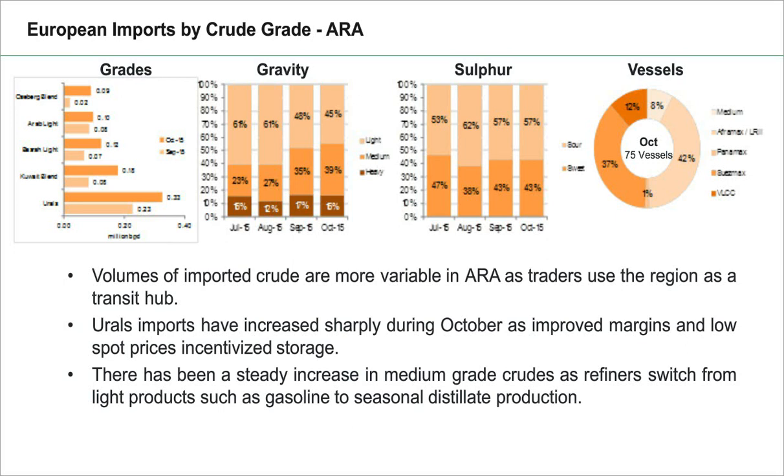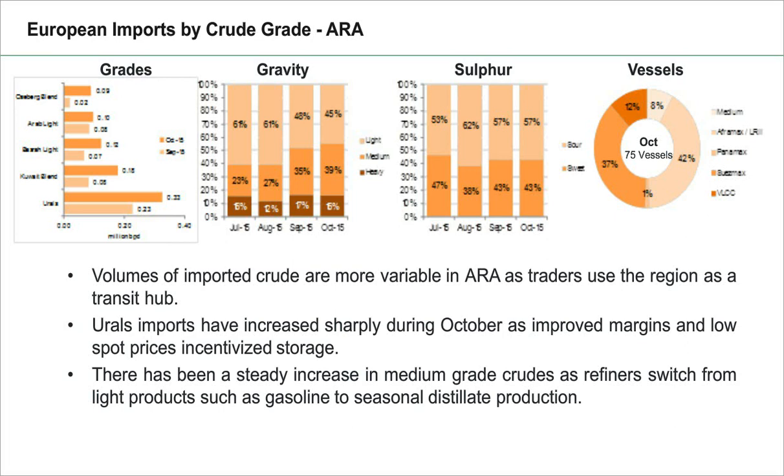The variable quantities of the 5 largest crude grades imported into the ARA region highlight its use as a storage hub for commercial storage, with traders picking up cargoes for blending and onward sale, as well as for refiners operating in the region. So with a sharp slide in spot differentials, Urals imports increased sharply during October as improved margins and low spot prices incentivized storage plays.